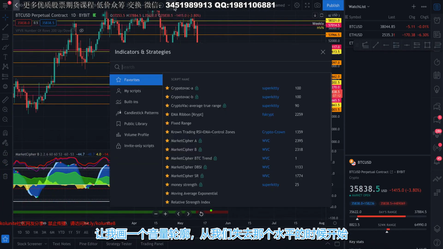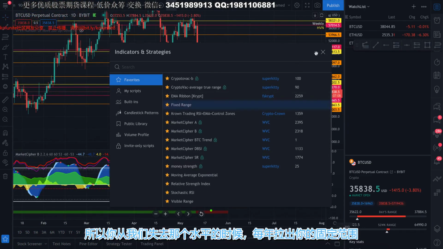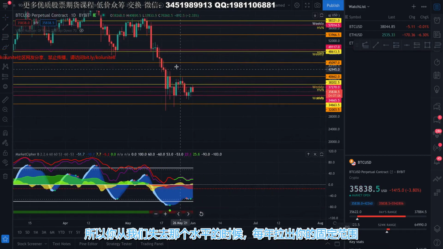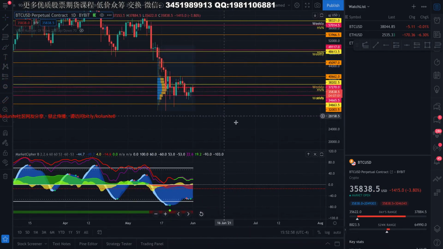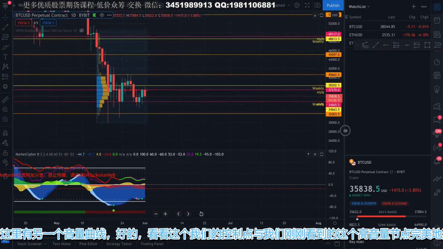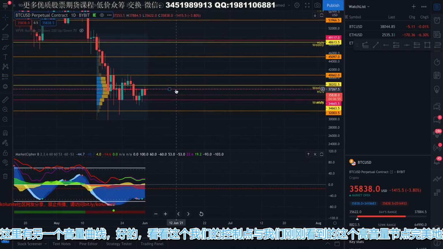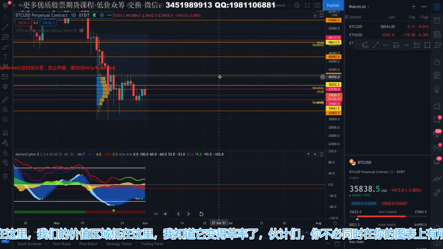Let me draw a volume profile just from the time that we lost that level. So you'll pull out your fixed range, and you'll pull it from when we lost that level down to where we're at now. And now we have another volume profile here. And look at this. Our point of control lines up perfectly with this high volume node that we had just by looking at our VPVR. But then we can get maybe another area of support and resistance by our value area high right here and our value area low right here.